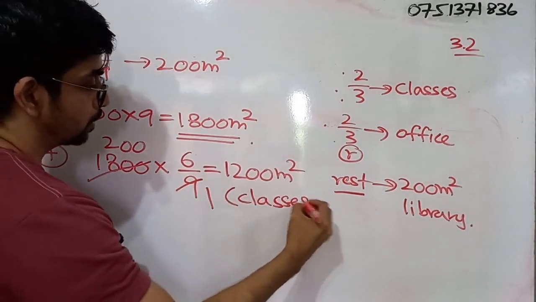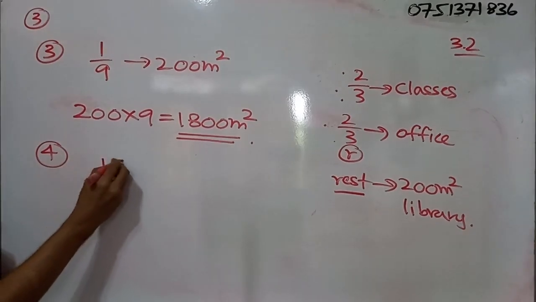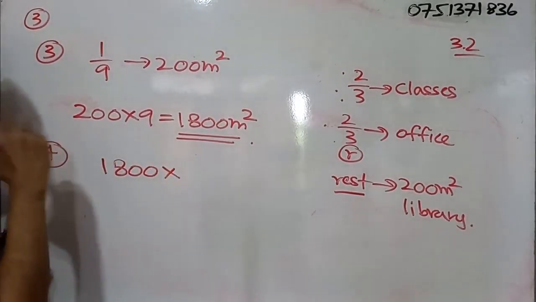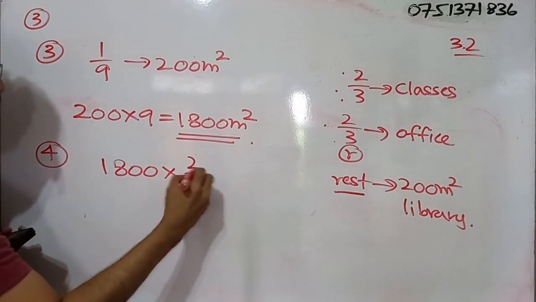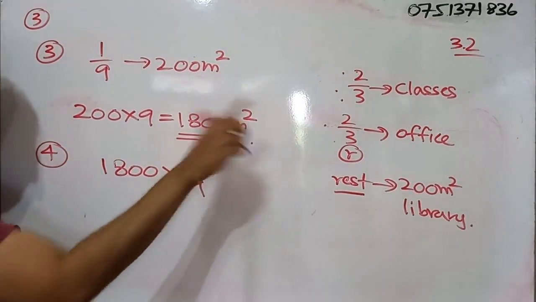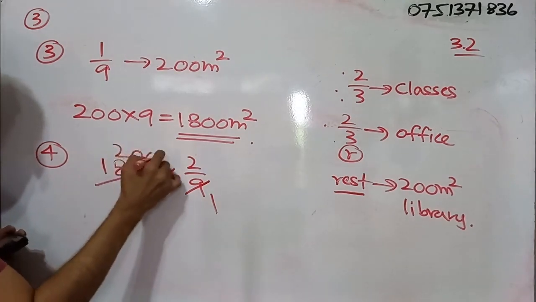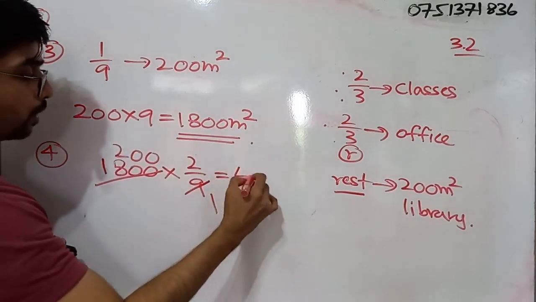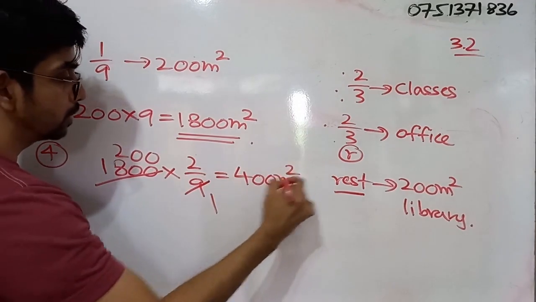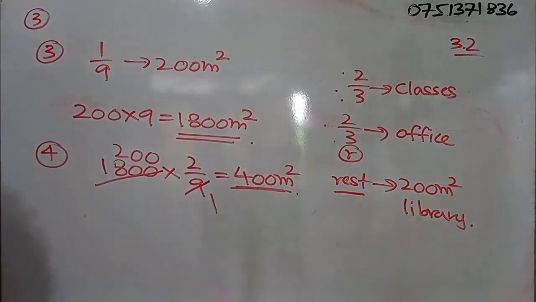I will simply put classes. The total amount is 1800 square meters. From that, 2 nines. Those are for the office. So 9 times 1, 9 times 200. 200 into 2, we get what? 400 square meters. 400 square meters.